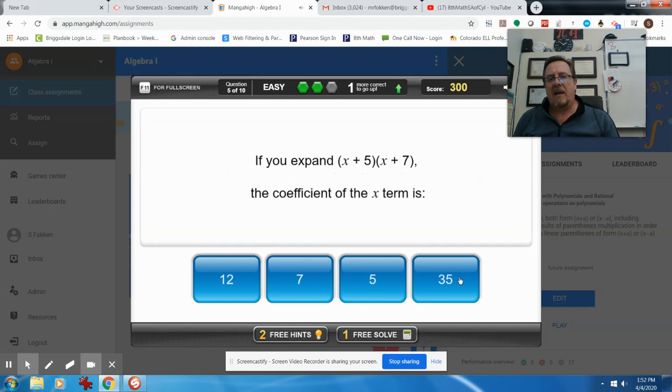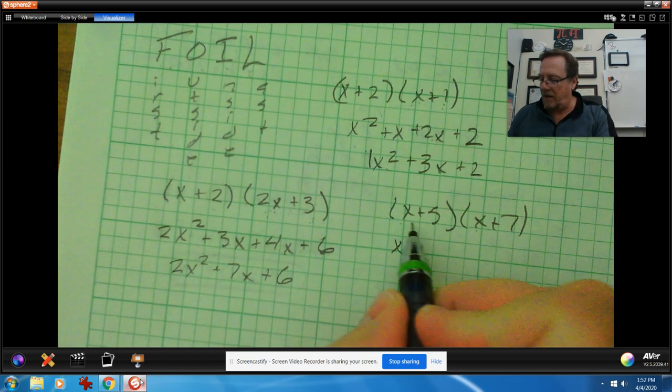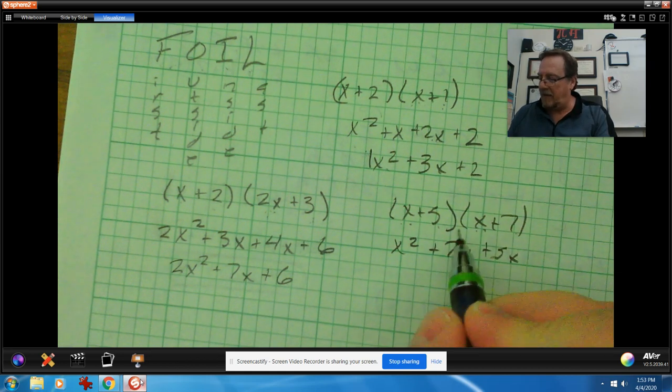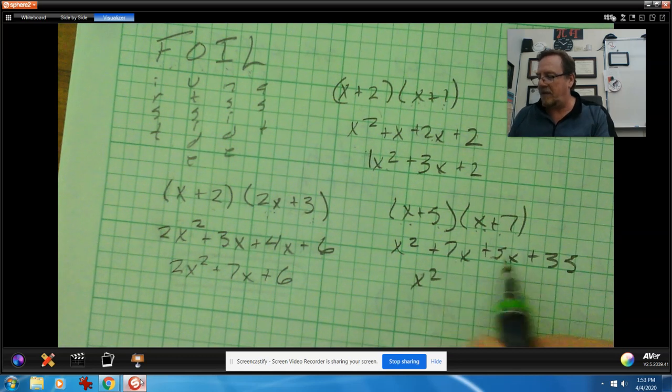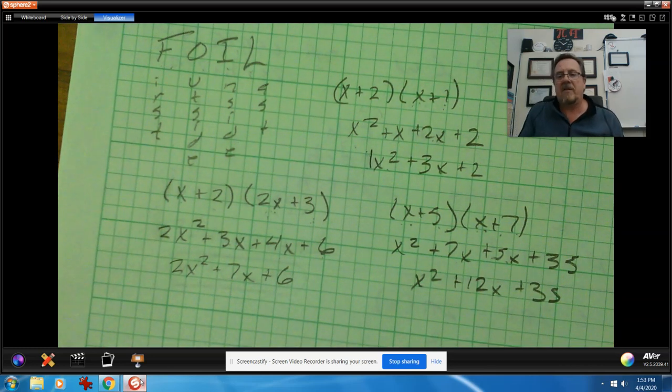If we were to expand x plus 5 times x plus 7, the coefficient on the x term would be what? Well, let's do this real quick. X plus 5 times x plus 7. X times x gives us x squared. X times 7, 7x. 5 times x is 5x. And 5 times 7 is 35. Let's combine our like terms. X squared, 7x plus 5x is 12x. So the coefficient on the x term is 12. Let's go back to our problem.